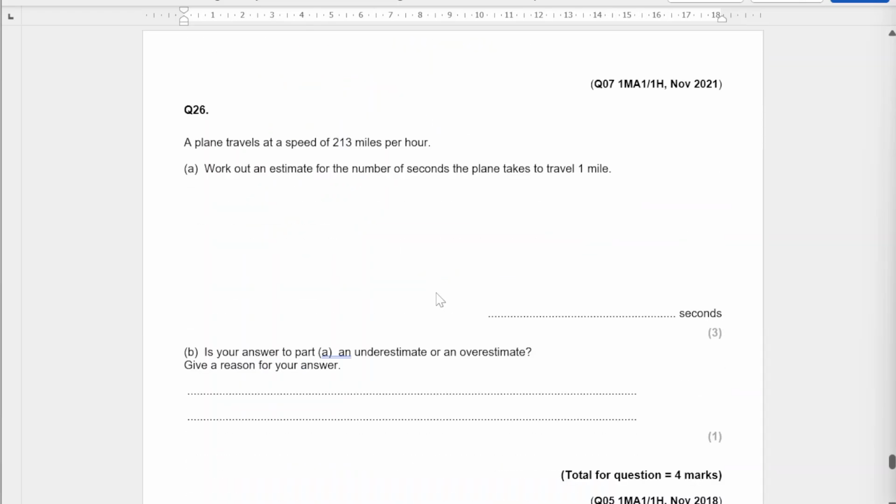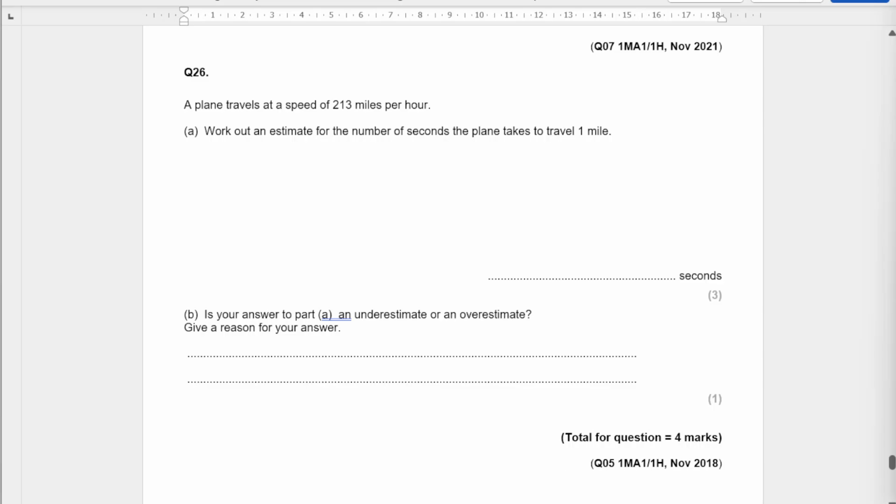Okay, and question 26. A plane travels with a speed of 213 miles per hour. Work out an estimate for the number of seconds the plane takes to travel 1 mile. So what we're talking about there is, so that's approximately equal to, let's say 200 miles in 1 hour, which is approximately 200 miles in 60 minutes. So 200 miles in 60 times 60, 3,600.